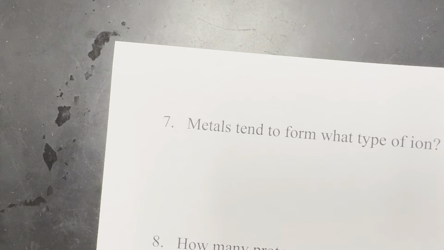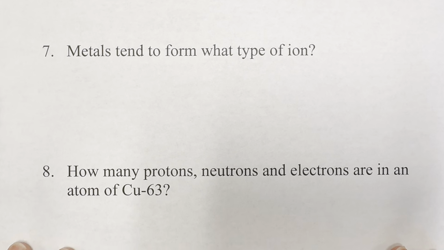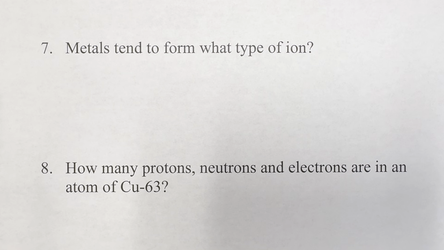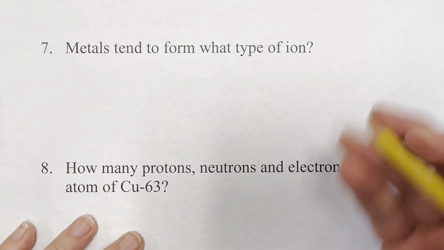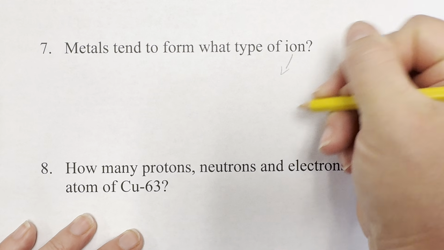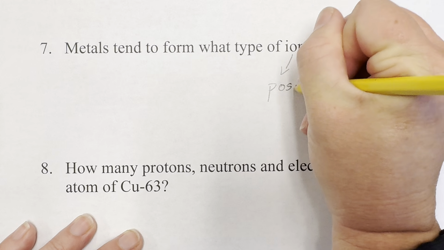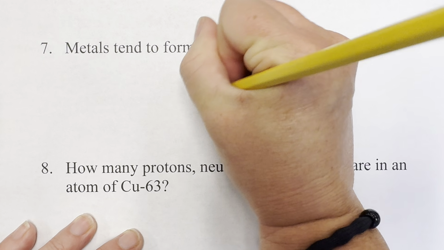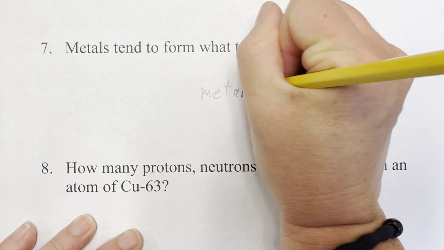Okay. Let's take a look at number 7. And again, 7 was from our notes. All right, metals tend to form what type of ion? Because of their valence electrons, metals will have less than 4 valence electrons in all cases, and so it's easier for them to lose electrons, and therefore if you lose electrons, you are going to be positive. So metals form positive ions.